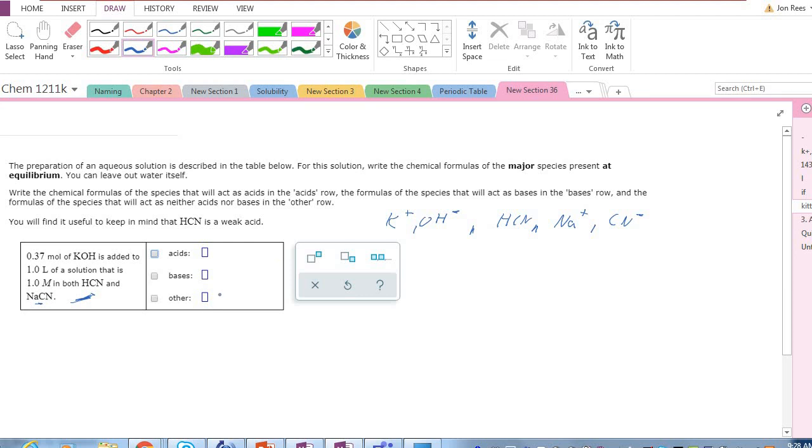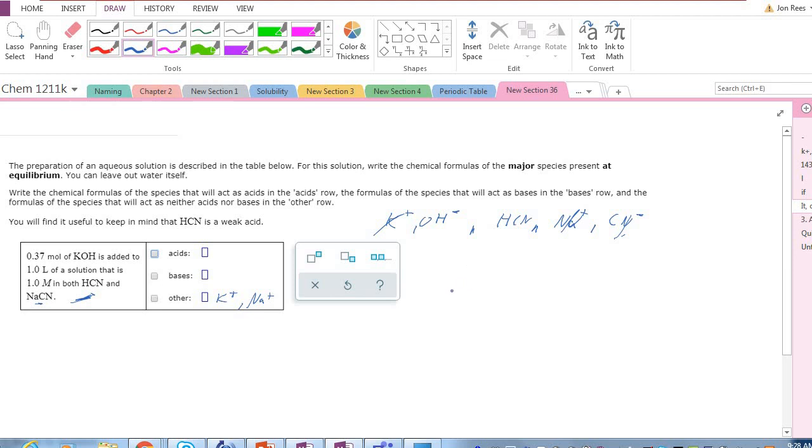Well, again, you should already know that I'm going to put my K plus down in the other, as well as I'm going to put my Na plus, because they are the conjugates of very strong bases. Alright, so I've kind of accounted for all those. Alright, so do I have, sorry, not the CN, the Na plus. I still have CN minus.